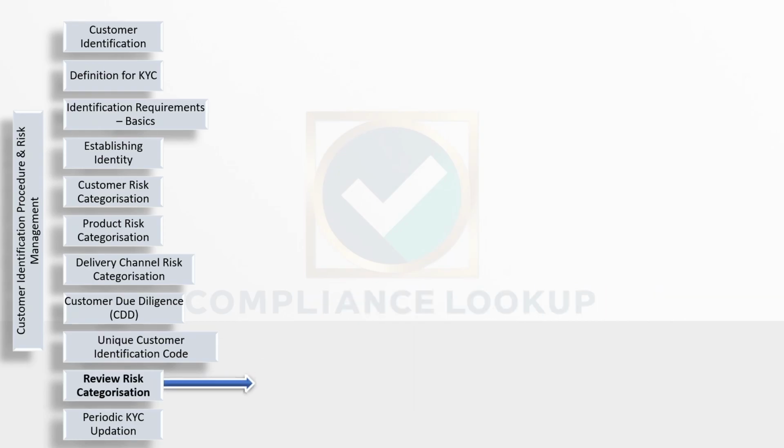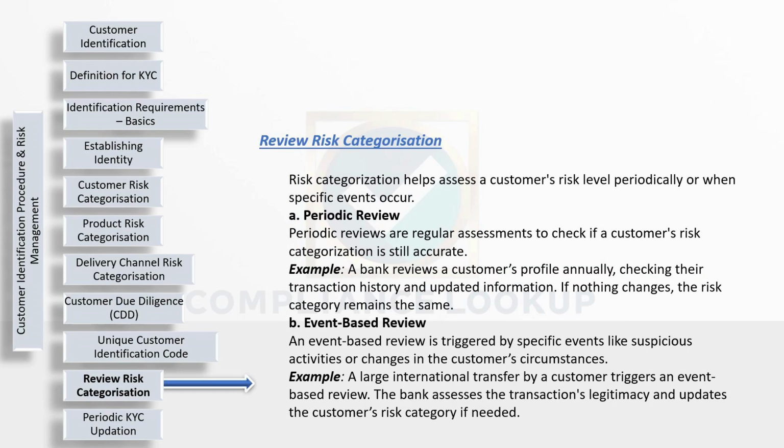Next is review risk categorization. This involves assessing the risk level of a customer periodically or when specific events occur. It helps determine the frequency and depth of reviews required for each customer. Let's divide it broadly for better understanding.